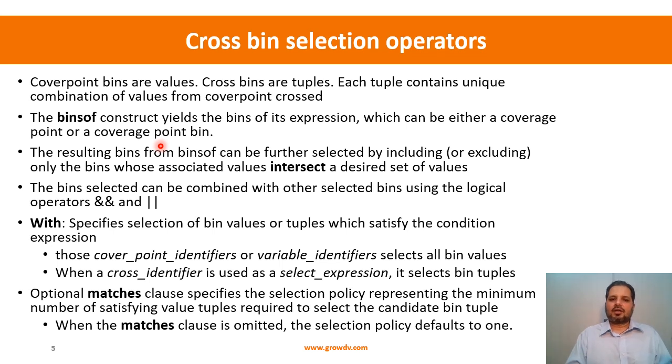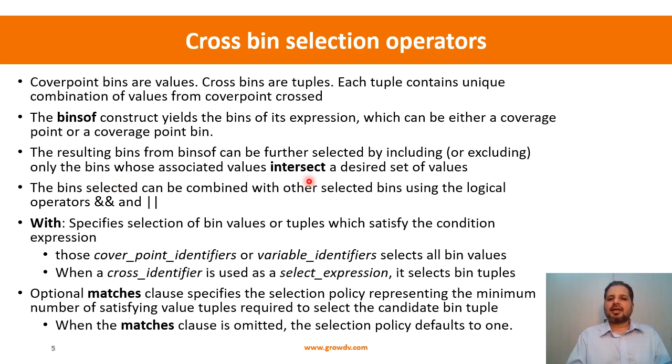For the bins of operator, you can either pass a cover point name, in which case it provides all the bins that are present in that particular cover point. Or you can pass a bin name, and it gives you all the values that are present in that particular bin. So if I pass a cover point name, then the values of all the bins get returned. But if I pass a bin, then all the values represented by that particular bin will be returned by the bins of operator. And we'll look at an example. The first step in either grouping or elimination is that you need the ability to get the bins from the cover point that you are crossing. You accomplish that with the help of bins of.